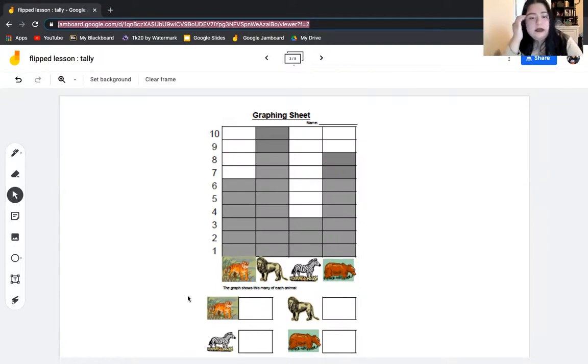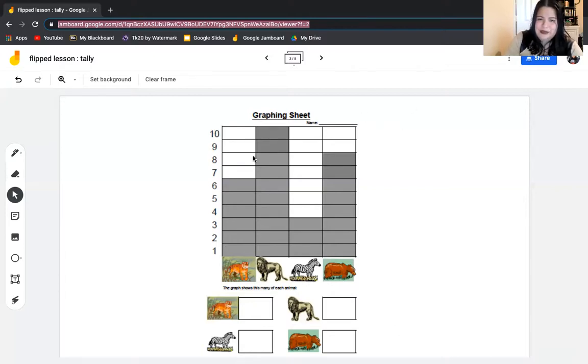So now looking at this graph, which animal has the most value? Which animal has the most? I'm going to say we name it animals we saw at the zoo. So these are the animals we saw at the zoo. Which one did we see the most of? The lion has 1, 2, 3, 4, 5, 6, 7, 8, 9, 10 lions we saw. So we saw the most lions.